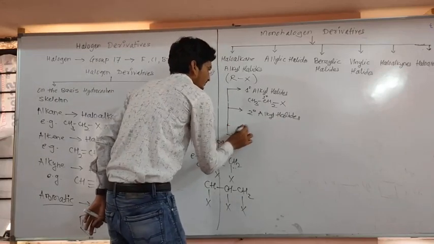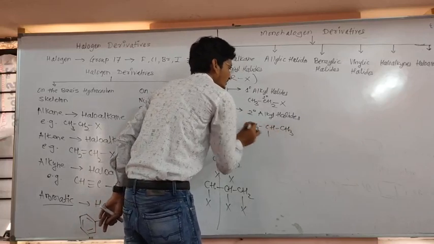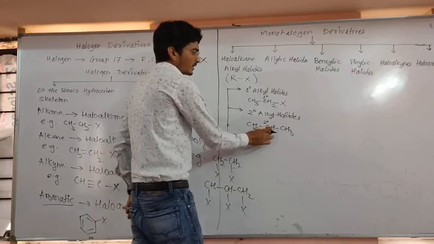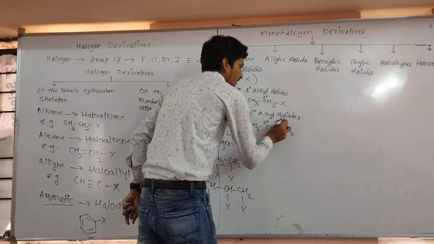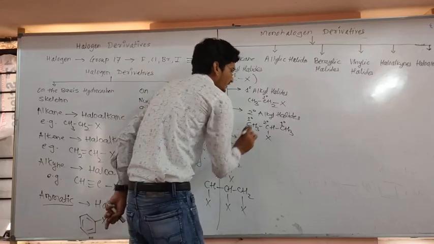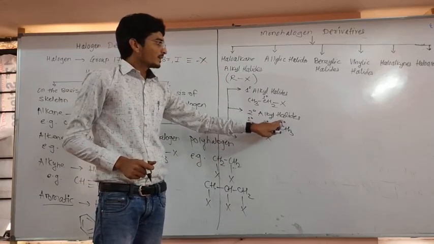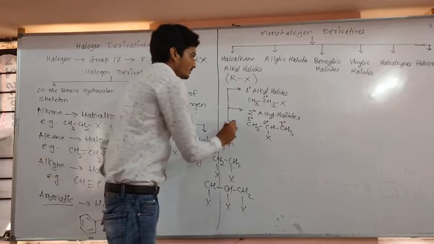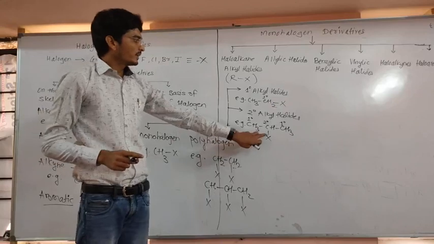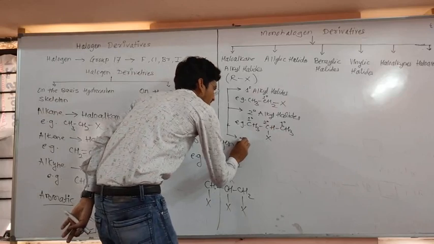For example, CH3, CH, CH3. So this is the isopropyl group. In this case, this center carbon is a secondary carbon, and what are the terminal carbons? They are primary, but the halogen atom is attached with the secondary carbon. At that time, this compound belongs to secondary alkyl halides, or this is an example of the secondary alkyl halides. And generally you can represent secondary alkyl halides in this way. Okay, next one, tertiary alkyl halides.